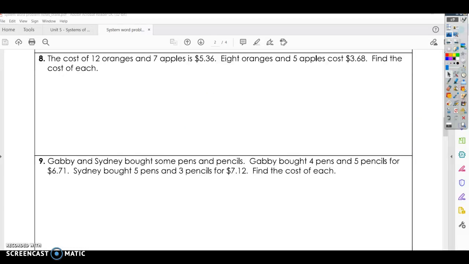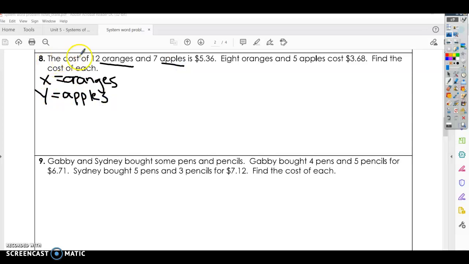All right, now we're going to move to number 8. The cost of 12 oranges and 7 apples is $5.36. 8 oranges and 5 apples cost $3.68. Find the cost of each. All right, so we're going to define our variables. So our variables are x and y. So x is going to be oranges, and y will be apples.